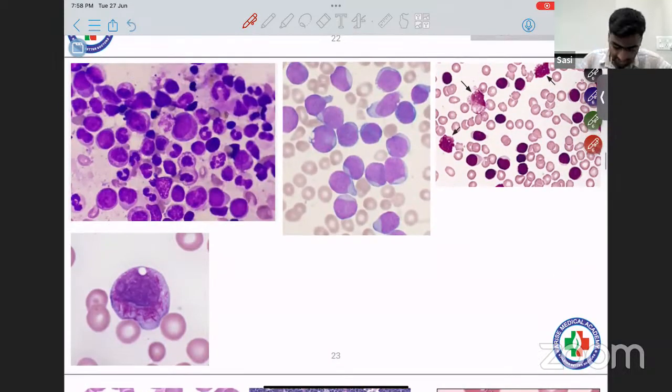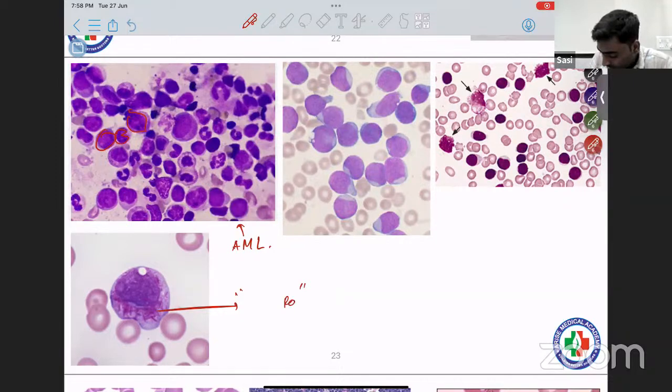Next one, if you see this image, after seeing this image, what will you think of? You will see multiple immature cells at different stages, and they are seen in a case of acute myeloblastic leukemia, or AML. Okay, fine.